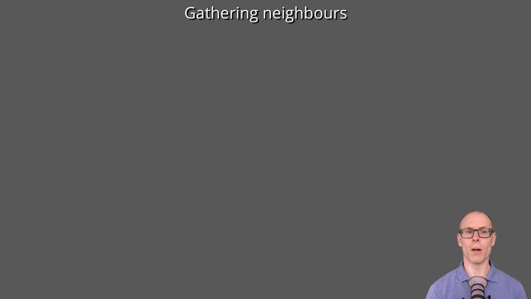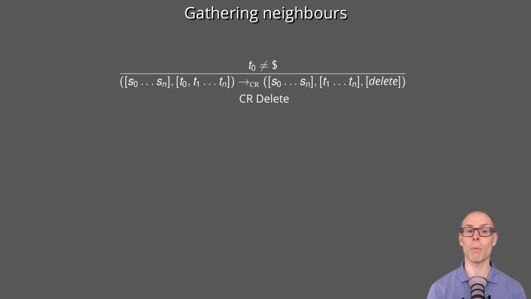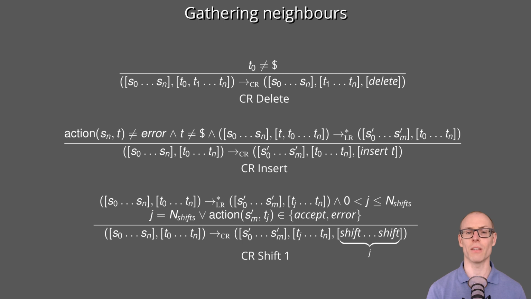The second major part of the Corchuelo et al. Algorithm is gathering a configuration's neighbours, which is presented as a reduction relation to create delete repairs, insert repairs, and shift repairs. Now, undoubtedly, I'm partly showing you this to convince you there's some real rigour in the paper, but there's also a serious point.